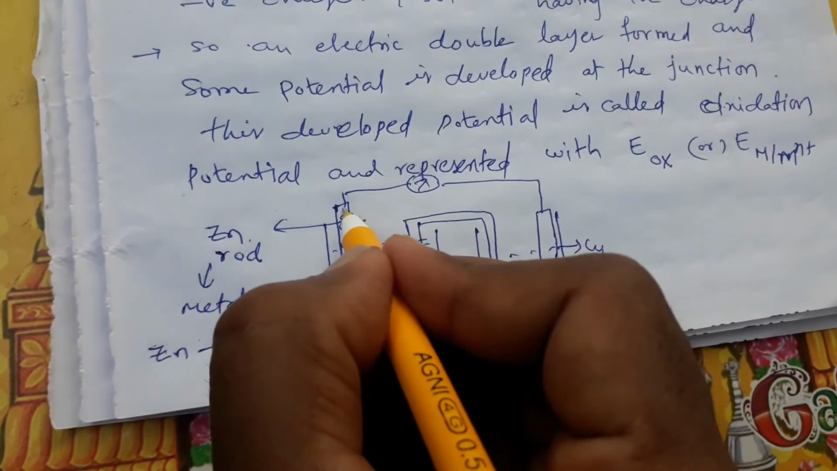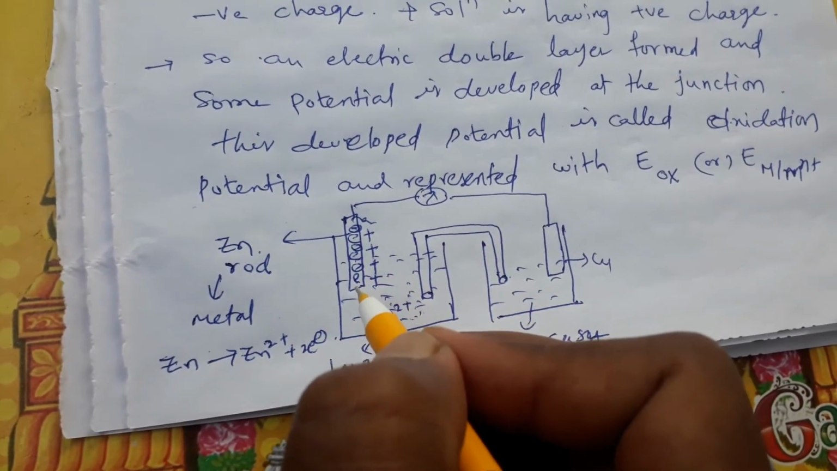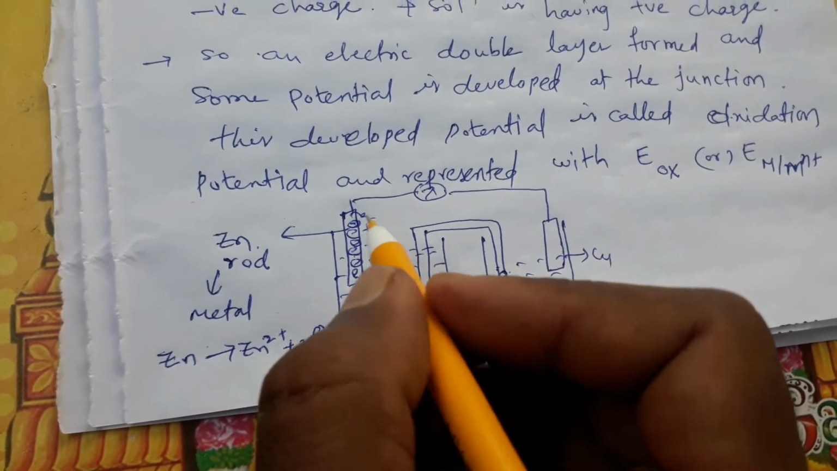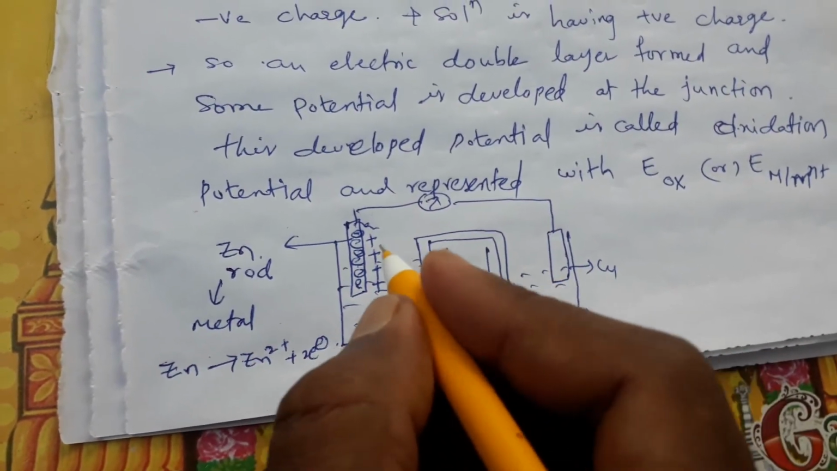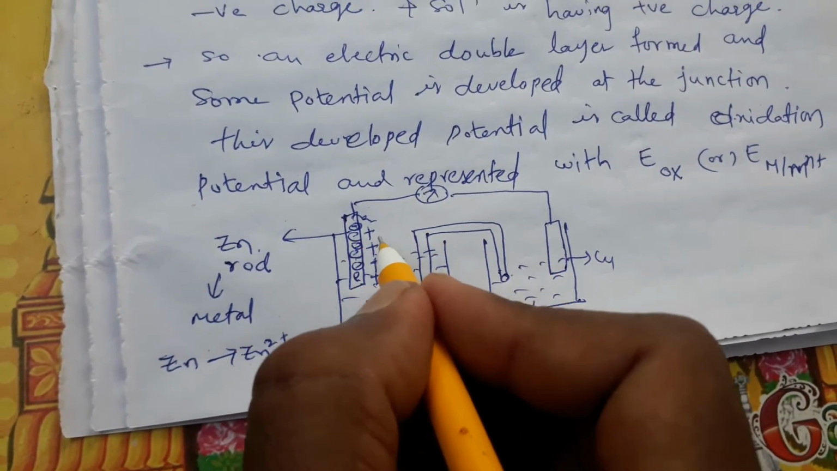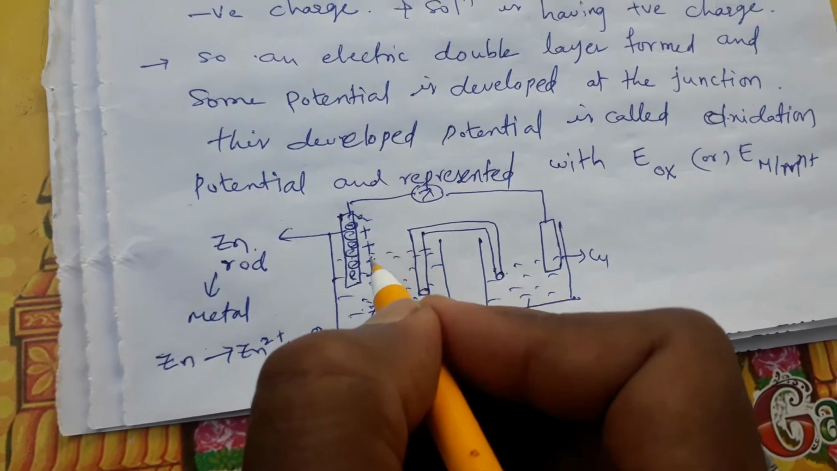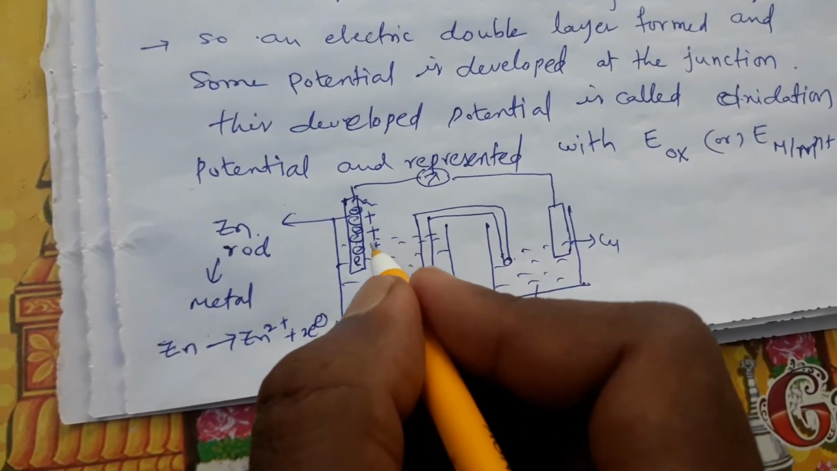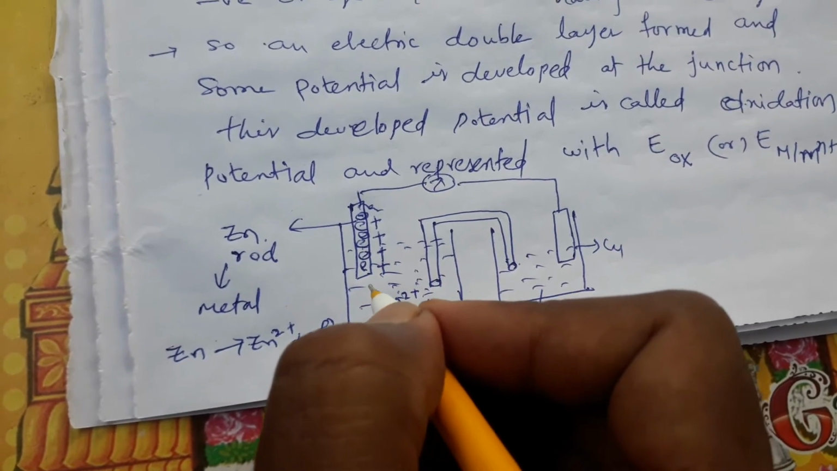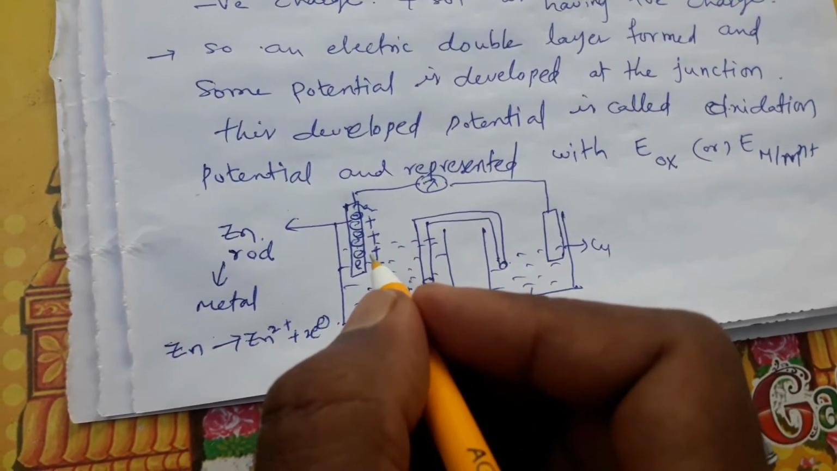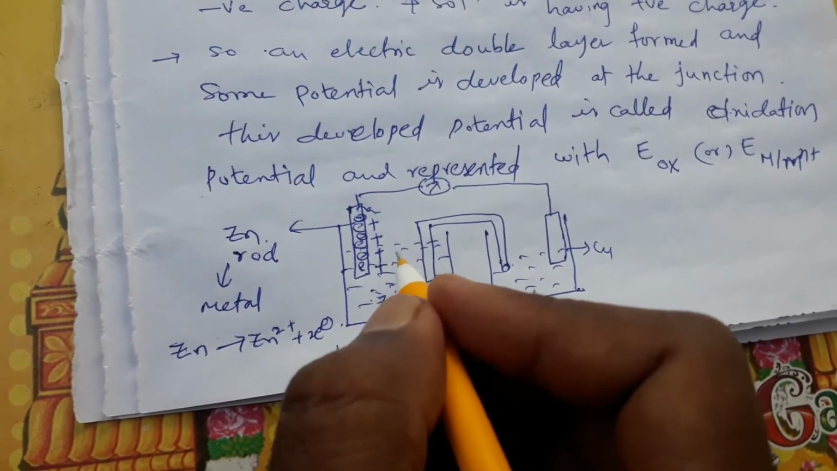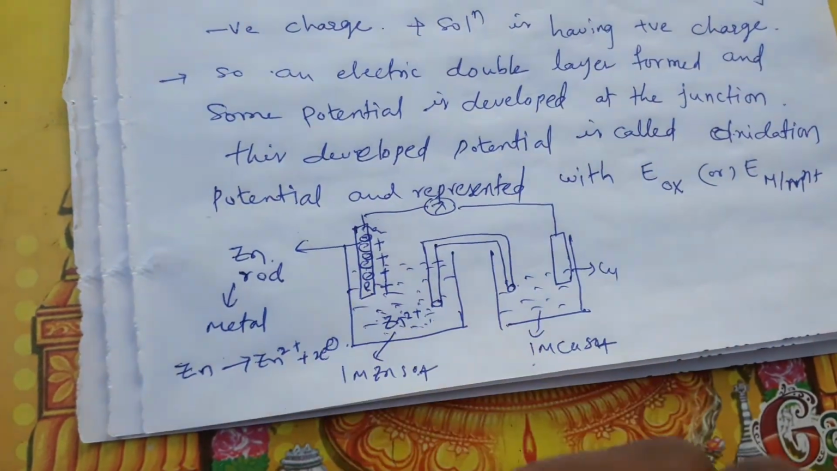So there is a charge separation formed between the rod and solution. This side is negatively charged and this side is positively charged. Some potential is generated due to the presence of the negative and positive charge. This potential we call the oxidation potential, E oxidation.